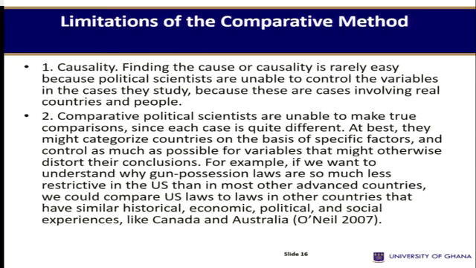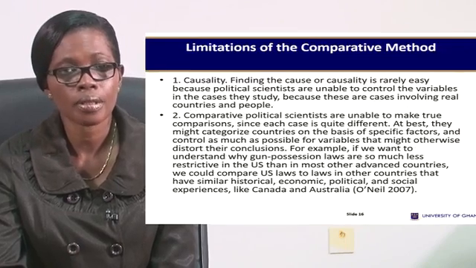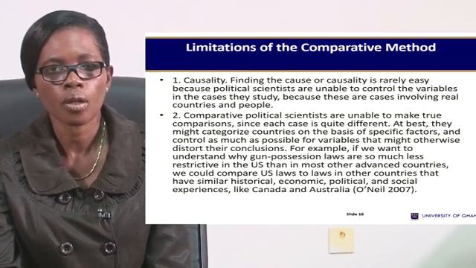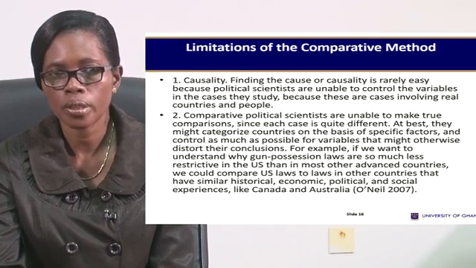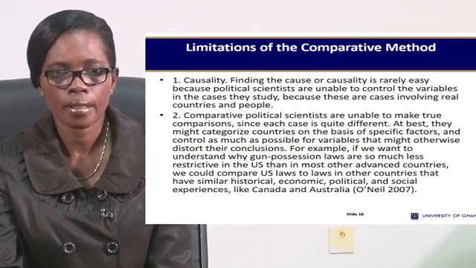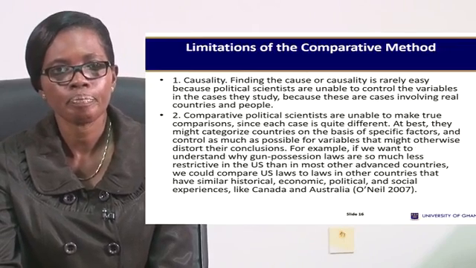For example, if we want to understand why gun possession laws are so much less restrictive in the United States than in most other advanced countries, we could compare U.S. laws to laws in other countries that have similar historical, economic, political, and social experiences, like Canada and Australia.